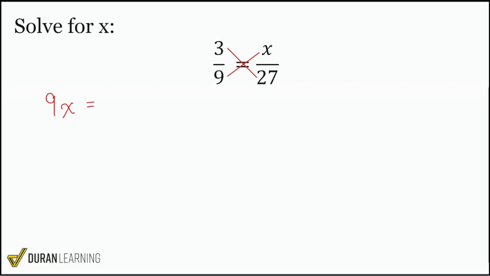We have 27 multiplied by 3. So 7 times 3 gives us 21, and we'll carry that 2. Then we have 2 times 3, that's going to give us 6, carry that 2, and that's going to give us 8. So we have 9x equals 81.